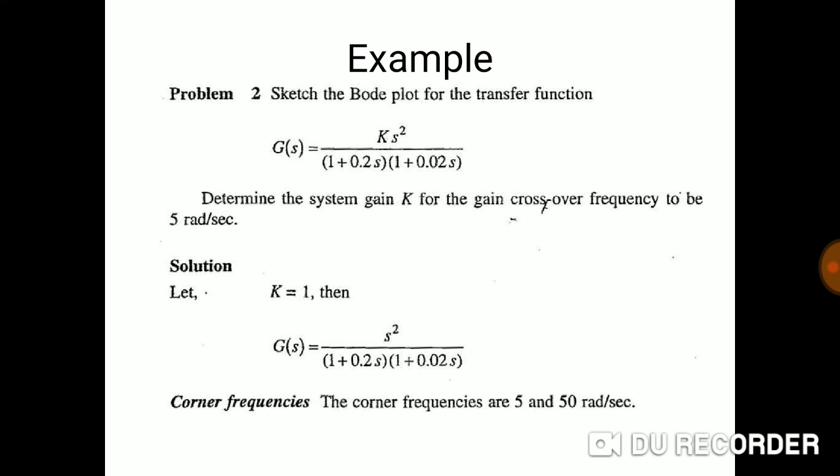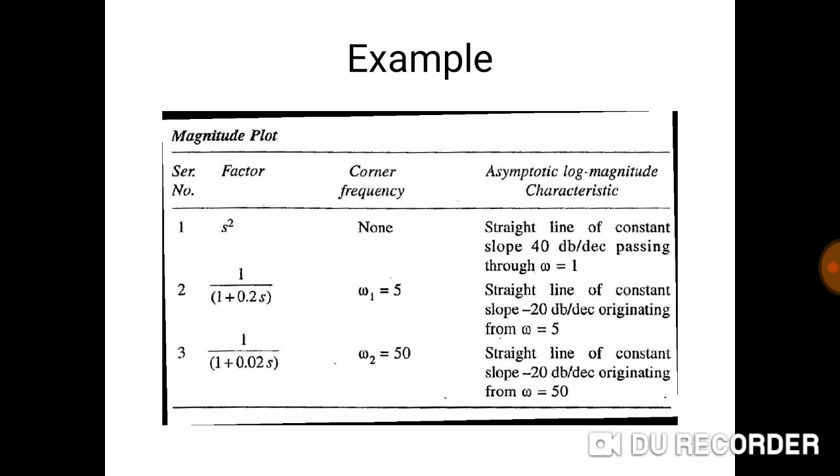So 5 and 50 are there. Then we have to prepare one table for the magnitude plot. The factor is s squared, a corner frequency is not there, so a straight line will be there. Here it is 40 dB, which passes through omega equal to 1. Why 40 dB? Because s squared is there, n into 20, into 2.